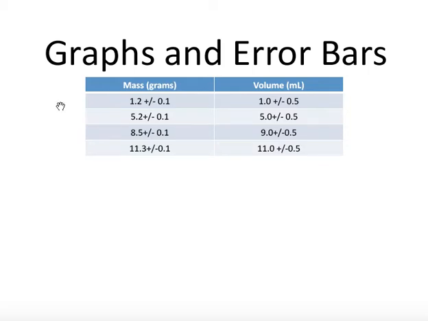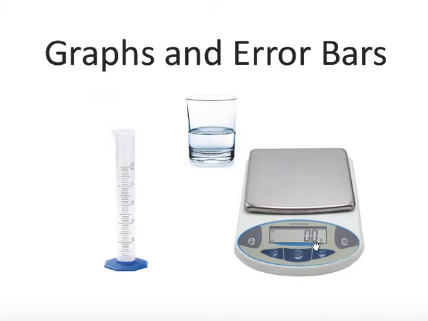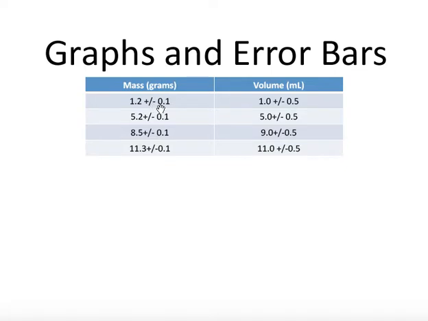So I've created some made-up data here. We have mass, we have volume. And notice I have included this plus or minus. On a balance, typically, if the balance has 1 decimal point, then the plus or minus is 0.1.